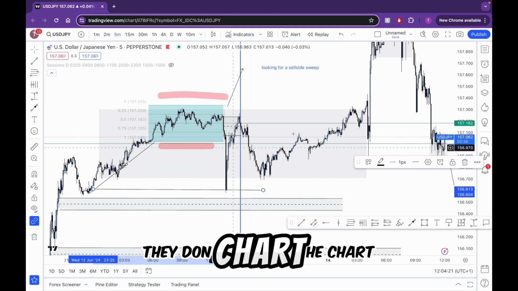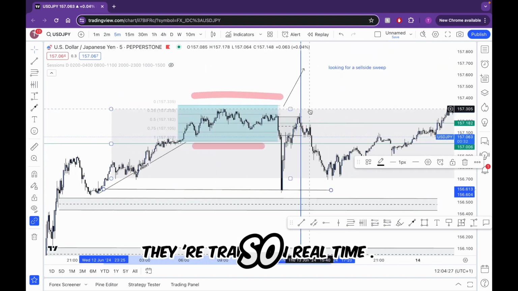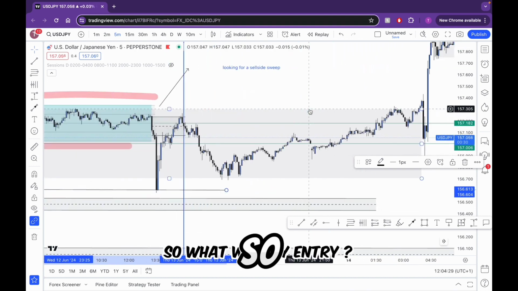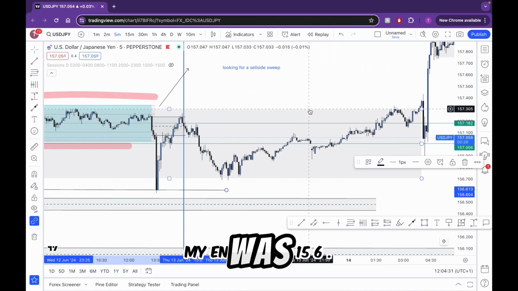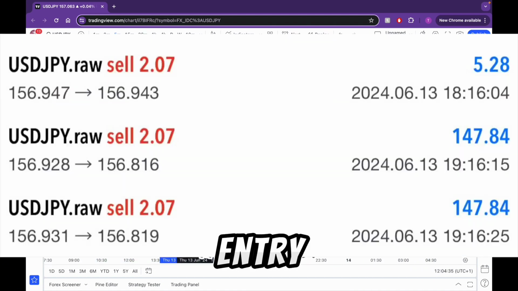They don't look at the chart that was like 2-3 days ago. They look at the immediate price. Okay, they're trading in real time. So what was my entry? My entry was 156.92. Okay, so let me show you guys what my entry was.